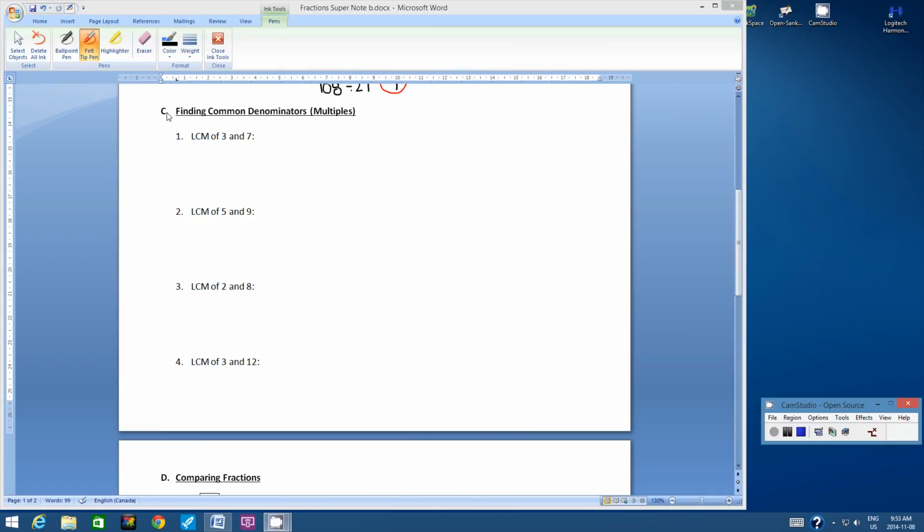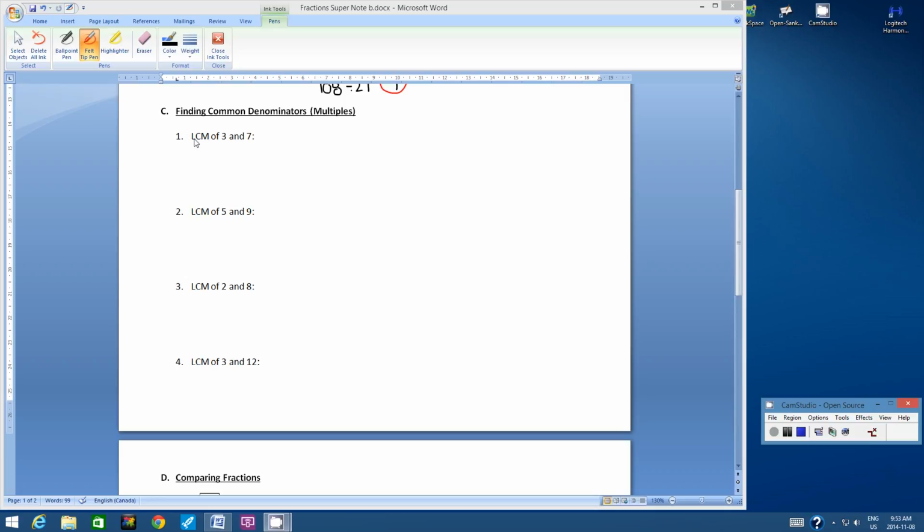Now we're going on to section C, finding common denominators, or in this question, finding common multiples. If we know how to find common multiples, then it's really going to help us when we find common denominators. So let's look at example 1.